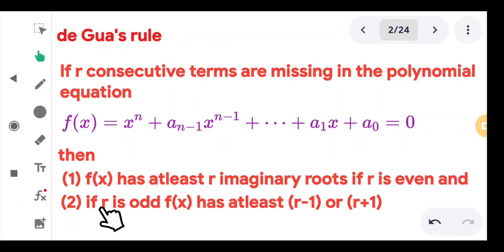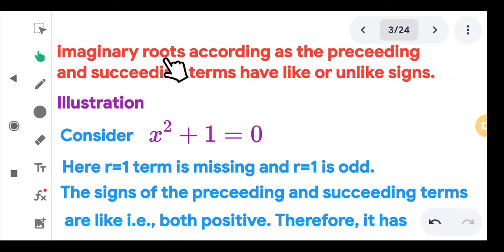And if r is odd, f of x has at least r minus 1 or r plus 1 imaginary roots, according as the preceding and succeeding terms have like or unlike signs. Like means both of them are positive or both of them are negative. Unlike means one is positive, the other one is negative. Preceding and succeeding means, see, totally r terms are missing. So just before that it is preceding, and just after the missing terms we will have succeeding.